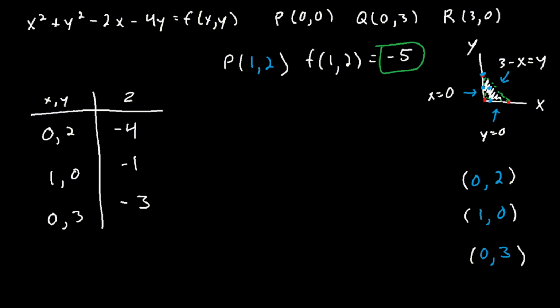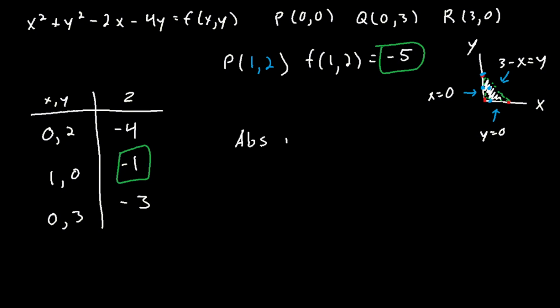So with this chart and with this -5 value, what are our absolute maxes and mins? Our absolute maxes and mins are -1 and -5. We actually already have that greened out. So our absolute max is at 1, 0, which is the value of -1, and our absolute min is at 1, 2, which is at -5.